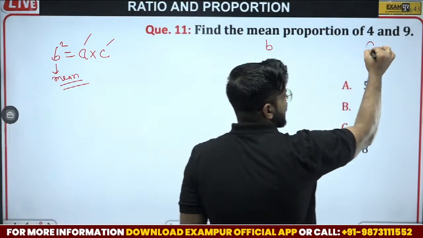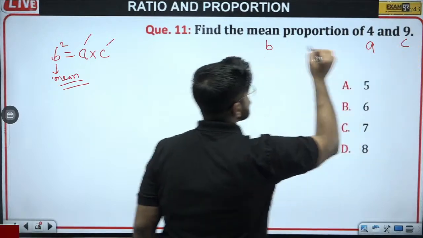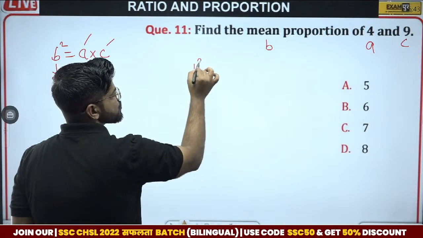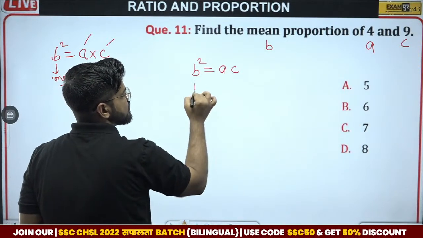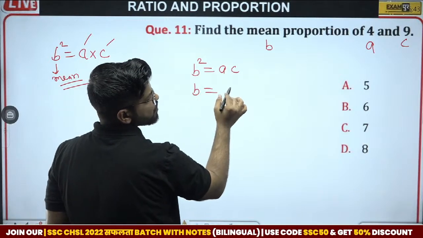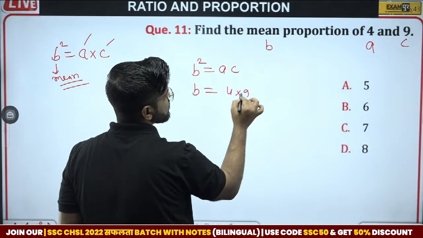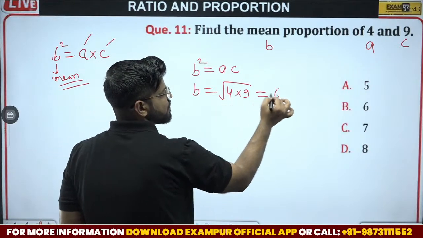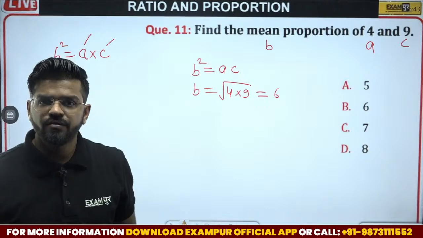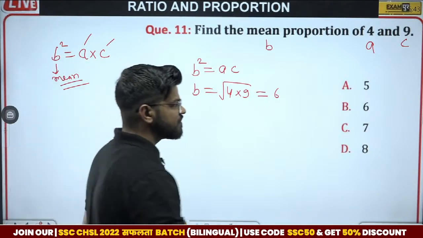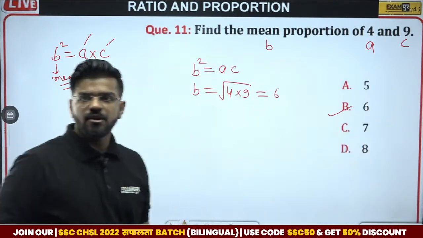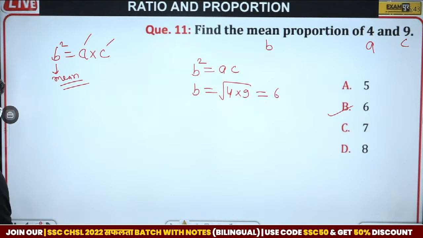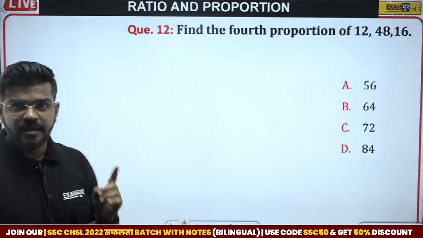So this must be A and this must be C, and we have to calculate B. So B square is equal to AC. That means B is equal to the square root of 4 into 9, and 9 4s are 36. So we will get 6 out of the square root, right? Yes Vinod, absolutely right answer, option number B. Very good, Priya. 1500 for the previous question is the right answer.